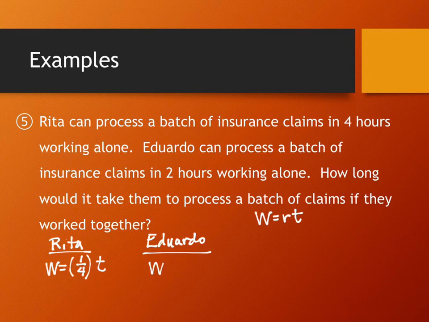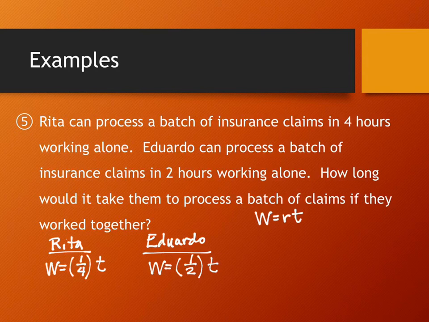Eduardo works through twice as fast, one batch every 2 hours. So if he were working for 2 hours, T equals 2 hours, he would finish his full batch of insurance claims. Does that make sense? So the fractions are telling you how much they can accomplish in 1 hour. In 1 hour, Rita can accomplish 1/4 of the batch of claims. In 1 hour, Eduardo can accomplish 1/2 of the batch of insurance claims. That's their rate. How much can they do in 1 hour?